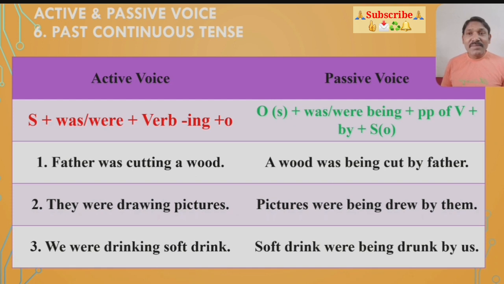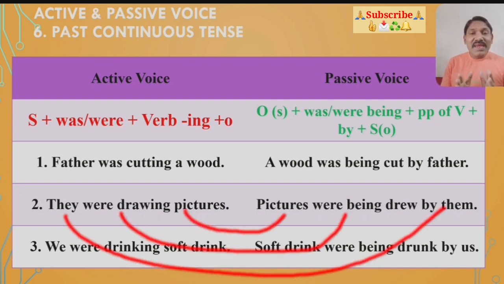Now the second one: they were drawing pictures. In this sentence, they is the subject, were drawing is the verb, pictures is the object. Now, pictures were being drawn by them. Students, drawn is the past participle of the verb draw.